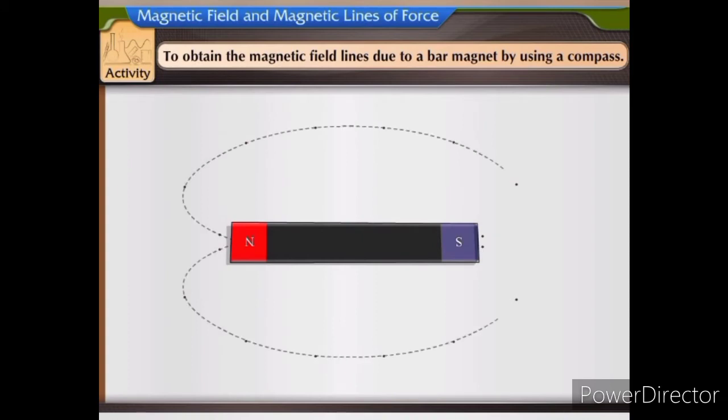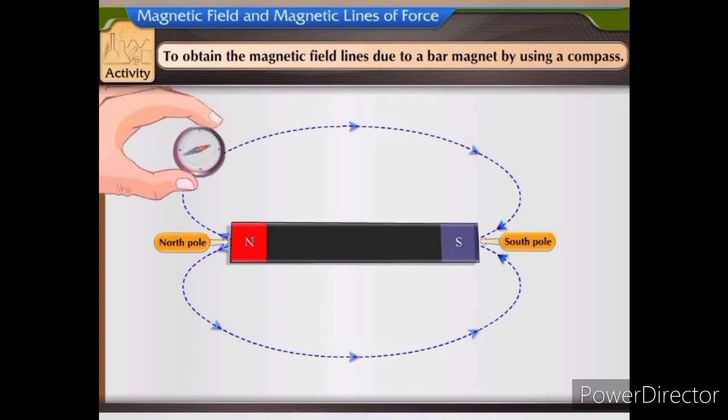Join all the points by a smooth line. A line starting from north pole always ends on the south pole. Hence, magnetic lines of force are always closed lines, emerging out from one pole and entering the other pole.